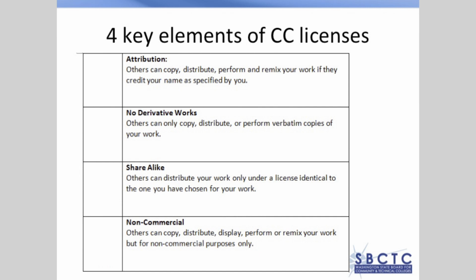As we just watched, there are 4 elements that make 6 Creative Commons licenses. This has been explained in the video, but I will go over it one more time. The first element is called attribution, and this means that you can do whatever you like with the work as long as you sign it properly.